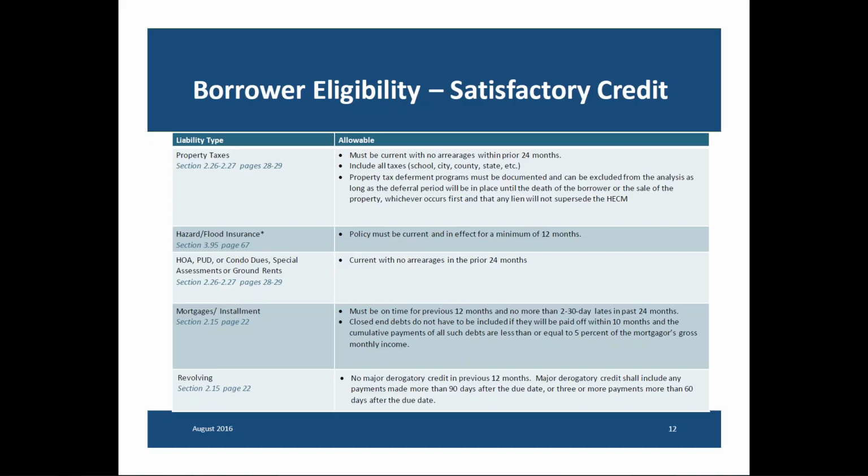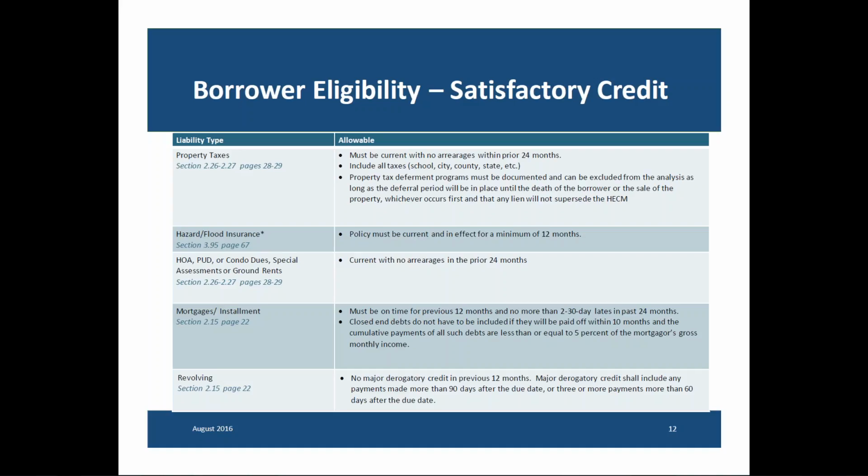Hazard and flood insurance. The policy must be current and in effect for a minimum of 12 months. Now, we know in some cases they may not have a mortgage and wanted to save money, so they didn't have hazard and flood insurance. In that situation, they just need to have a dec page from an insurance agent and pay 12 months at closing.